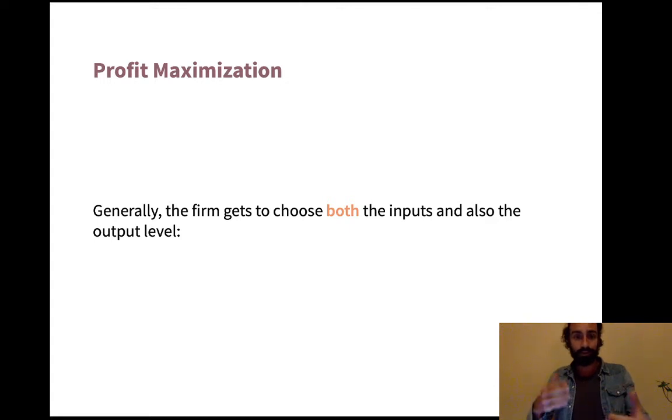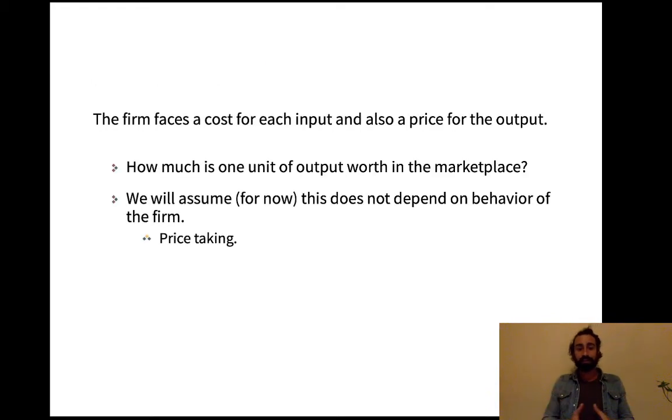And what I mean by it gets to choose is it's not a constraint or a parameter of the problem the way it was in the cost minimization side. So a firm faces a cost for the inputs like it did before, and it also faces a price for the output. So this is saying how much can I sell my bushels of wheat for? I pay a cost for tractors and a cost for farmhands, and I sell wheat at a price in a marketplace.